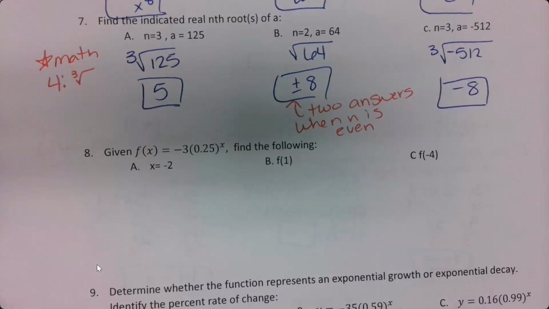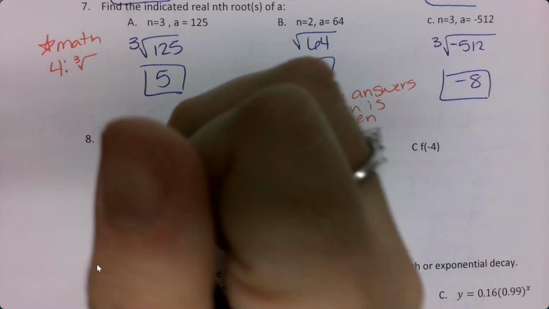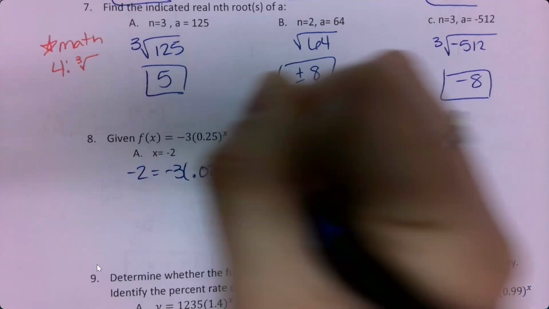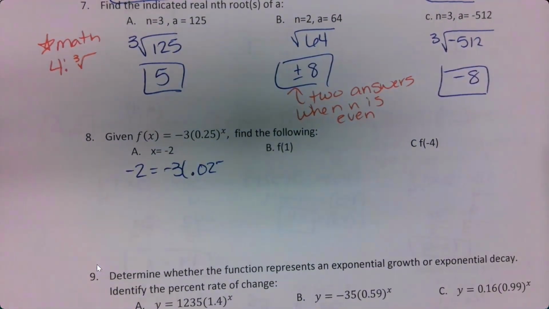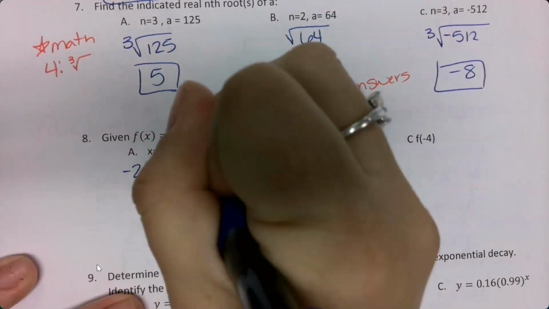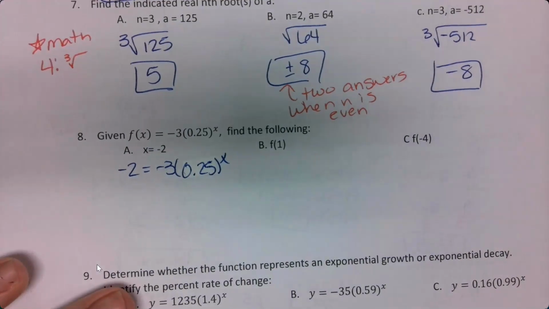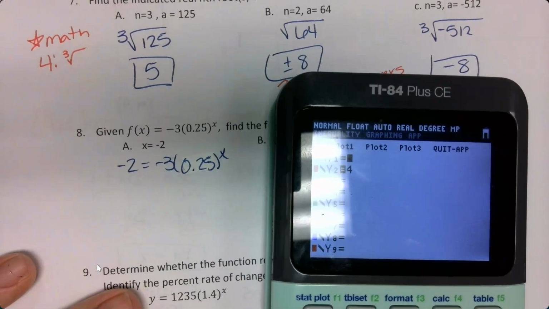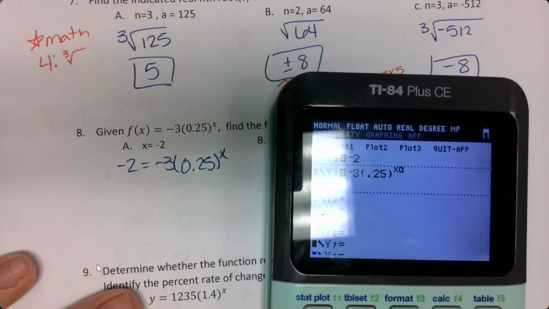Number 8 gives me a function. It wants me to find the following. A wants me to set it equal to negative 2. So I'm going to have negative 2 equals negative 3 times 0.25 to the x. For this one, since it's an exponential, I'm going to just graph this. So I'm going to have negative 2 and then negative 3 times 0.25 to the x.